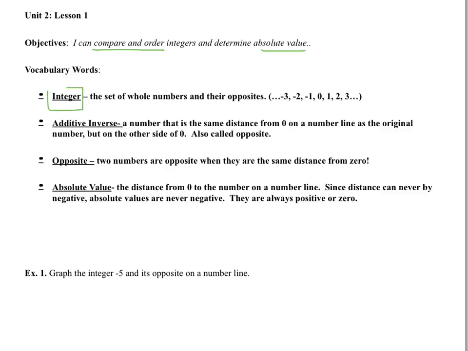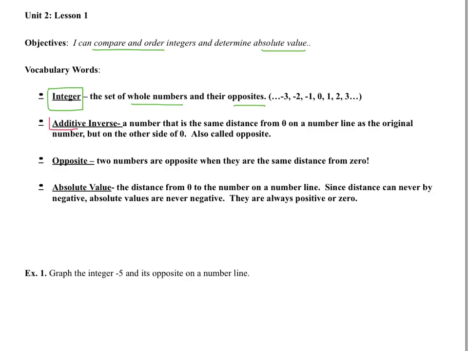An integer is a set of whole numbers and their opposites. So if you'll notice, I gave you examples of -3, -2, -1, 0, 1, 2, and 3. So we're looking for positives and negatives, whole numbers only for integers.